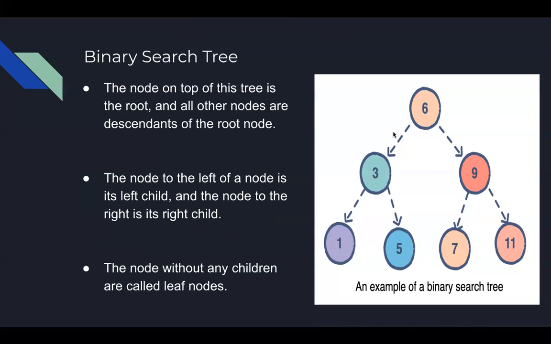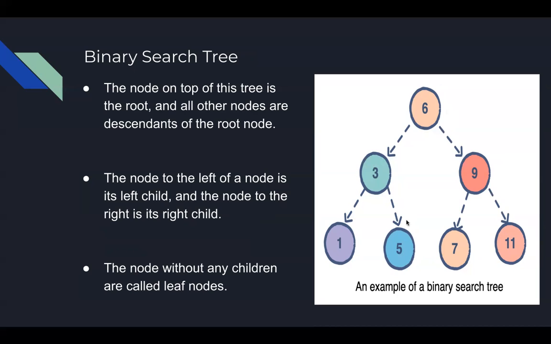So let's talk more about tree nodes. Here we have 6, which is at the very top of this binary search tree, and therefore we call it the root node of this binary search tree. And all the other nodes are descendants of the root node. So the node to the left of a node is its left child, and the node to the right is its right child, which I think are very intuitive to understand.